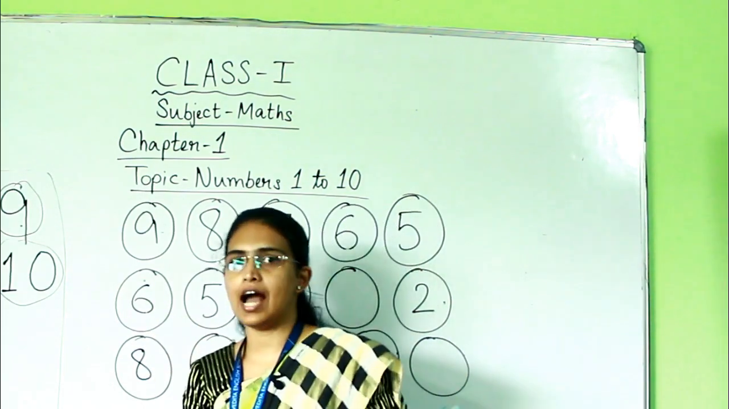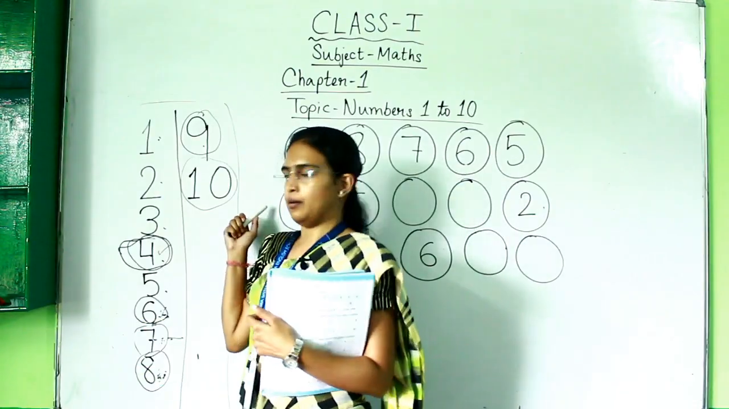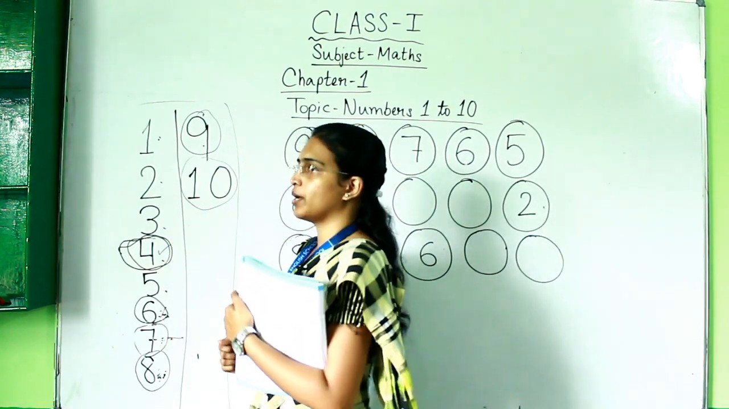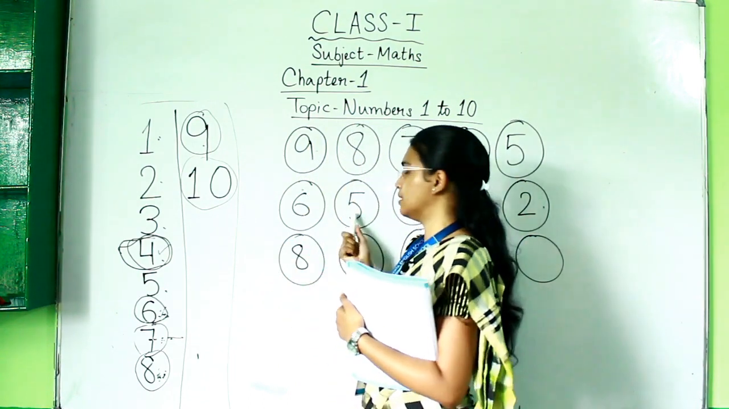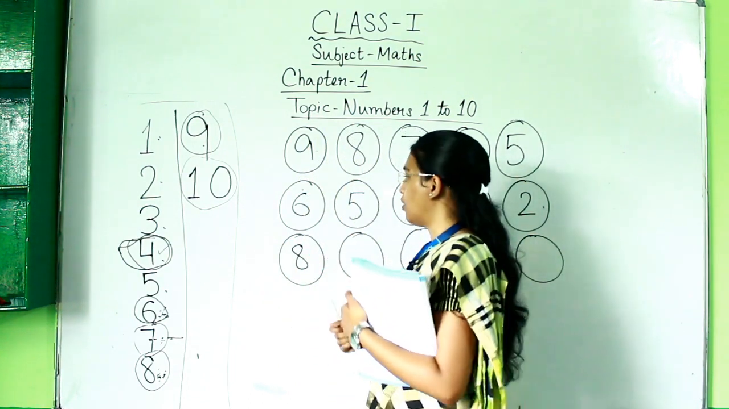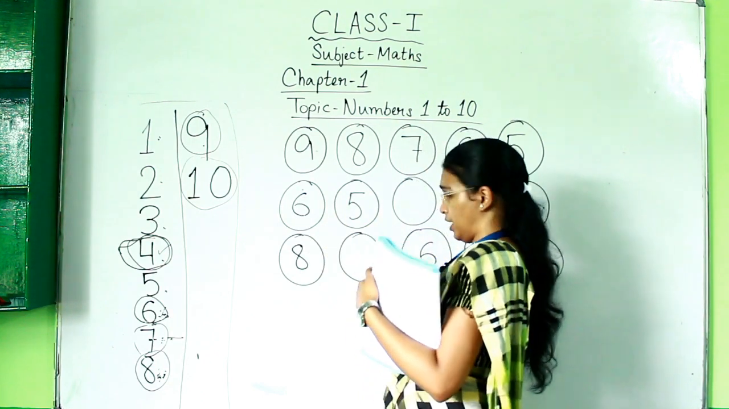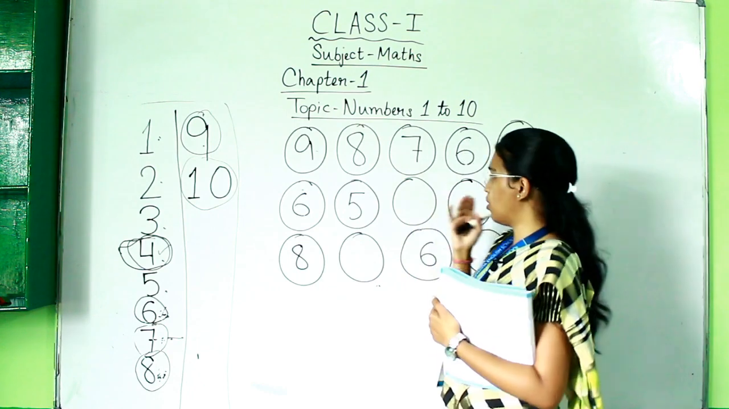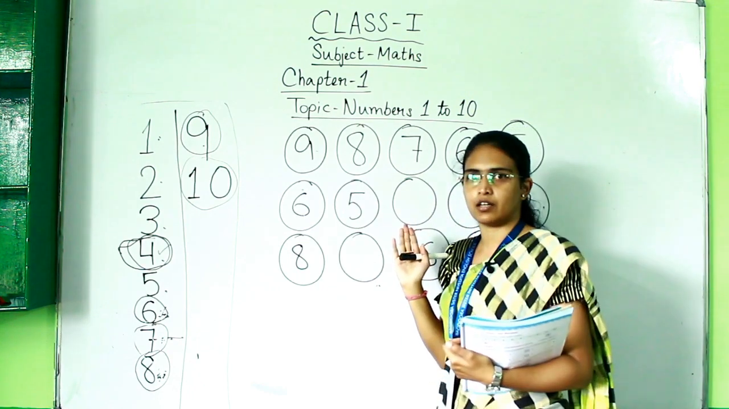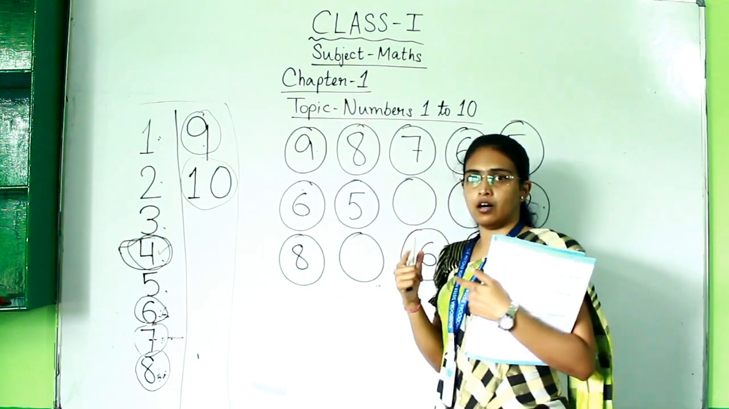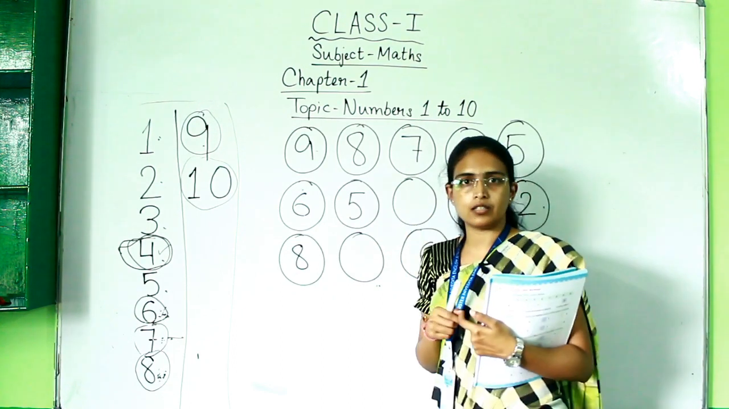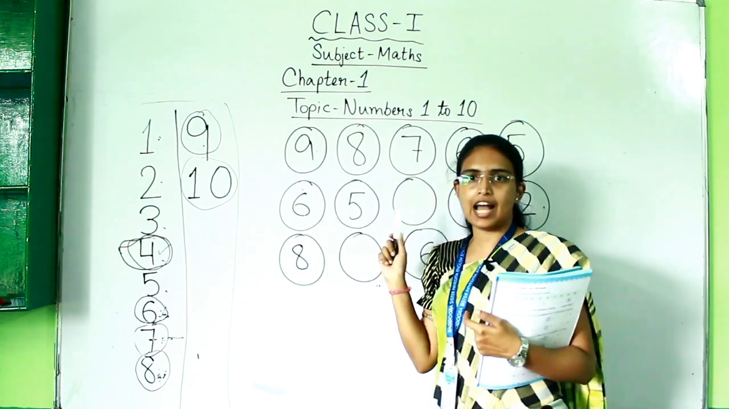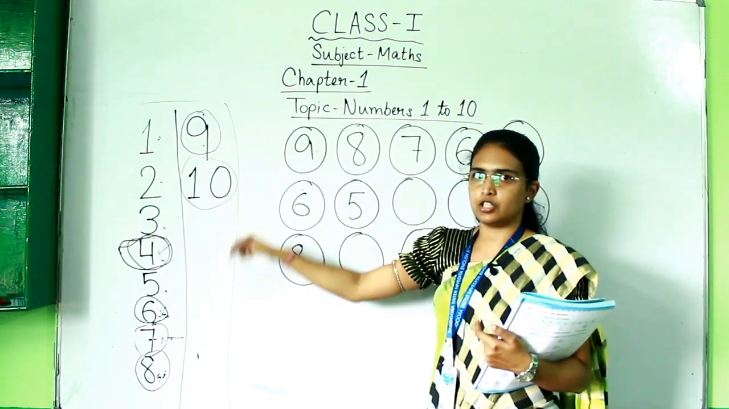Now look. I am standing behind 6, okay? Now I am going backward. I came to number 5. Now again I am going backward. I came to number, oh, here the number is missing. So how can I find these numbers? For this I have to look at the number chart.